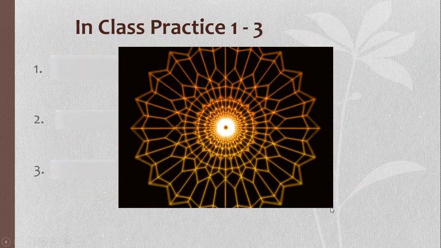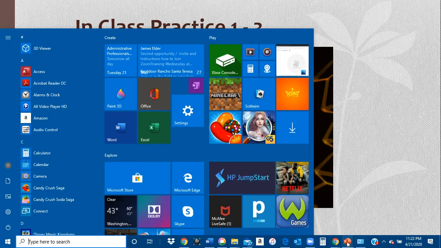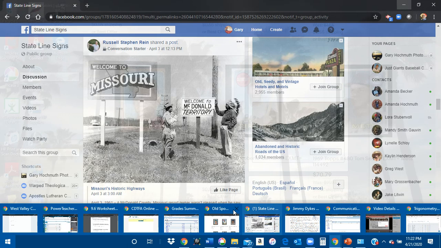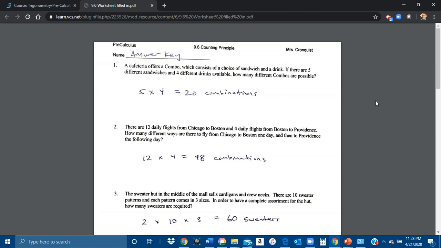All right, let's switch over to the in-class practice. This won't take long. These are pretty simple. Let's go find them. All right. So a cafeteria offers a combo which consists of a sandwich and a drink. If there are 5 different sandwiches and 4 different drinks available, how many different combos are possible? Well, 5 times 4 is 20 combinations. So 5 different sandwiches, 4 different drinks. 5 times 4 is 20.